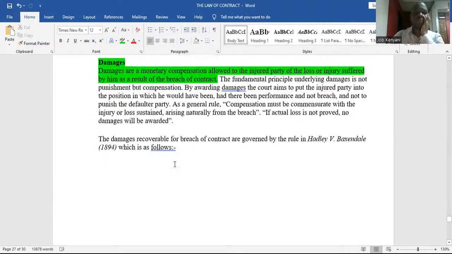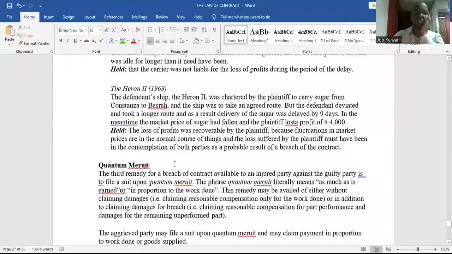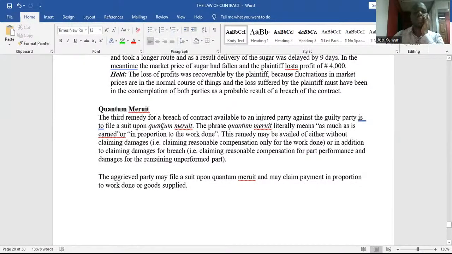Then you have quantum meruit. It is a remedy for breach of a contract available to an injured party against the guilty party. It literally means as much as is actually earned, or in proportion to the work. It can be availed either without claiming damages, or claiming reasonable compensation only for the work that you've actually been able to perform.